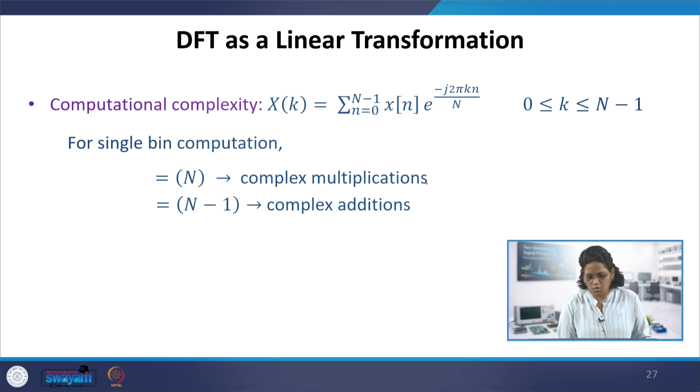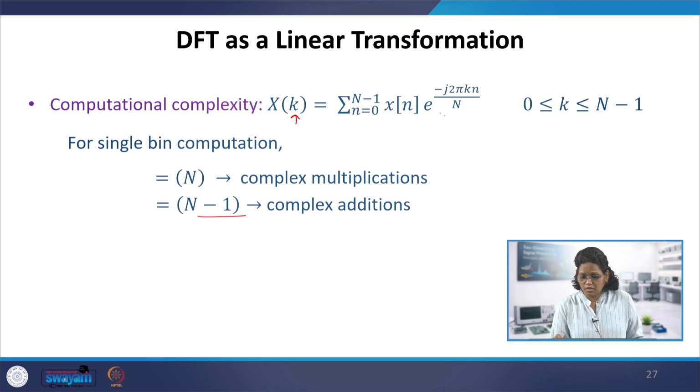So that's why n complex multiplications are required for one computation of k. And additions, you have to multiply and add for n minus 1 times, isn't it? So n is varying from 0 to n minus 1. So the complex additions required here is n minus 1. This is for one computation of k value, one bin index.